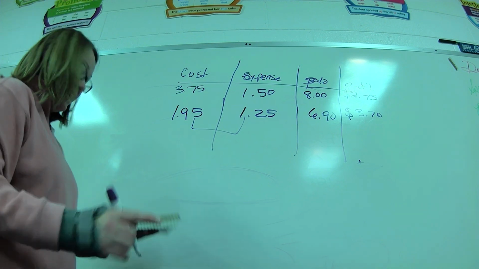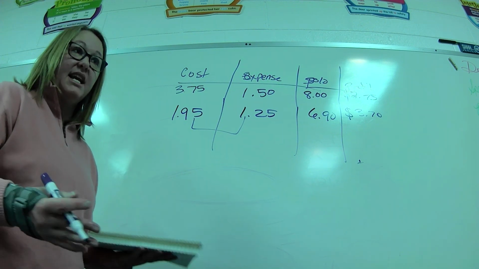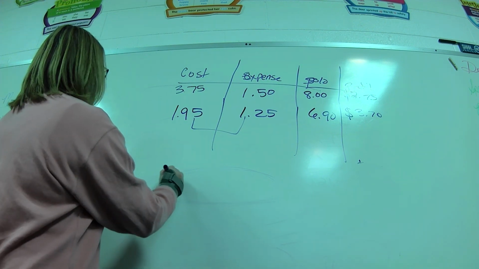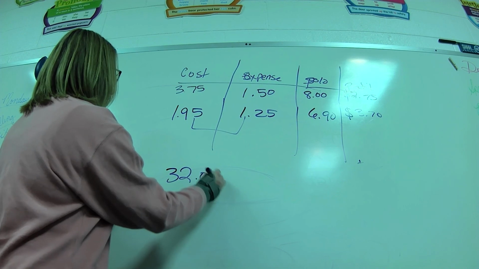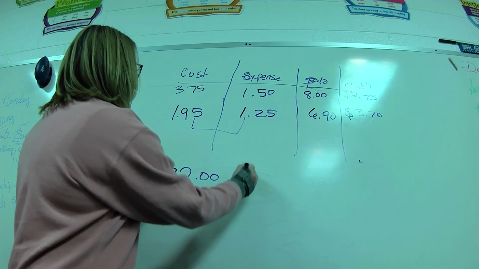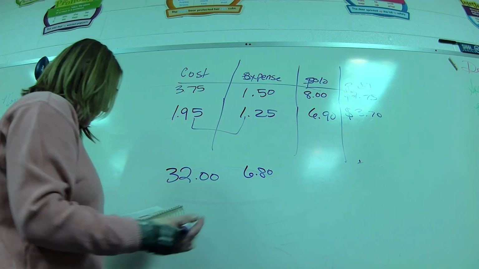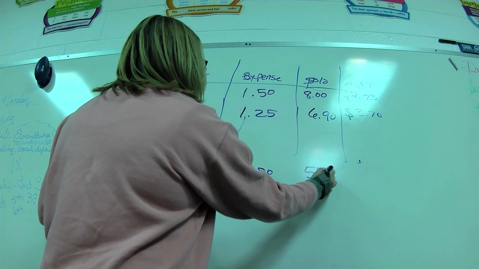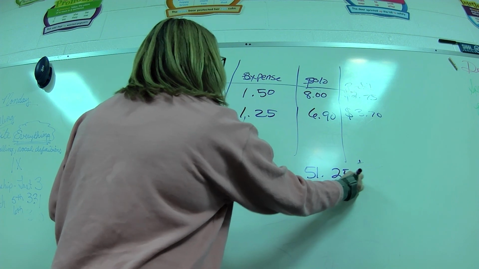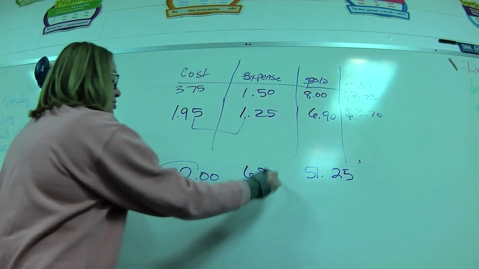Let's buy the electric blanket. It's wintertime. We need an electric blanket, so we're looking for them. We have one that costs $32, $6.80 to ship it because electric blankets are heavy, but it lists that it's sold on eBay for $51.25. So let's put these two together first.